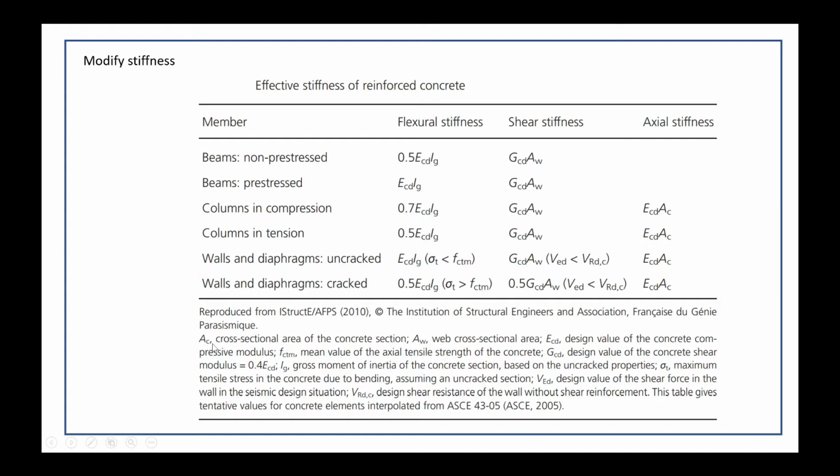AC is the cross-section area of the concrete, AW the web cross-section area, and ECD the design value of the concrete compressive modulus. FCTM is the mean value. Yes, FCTM is the mean value, and for the ECD in Eurocode, we use ECD is equal to ECM divided by 1.2.